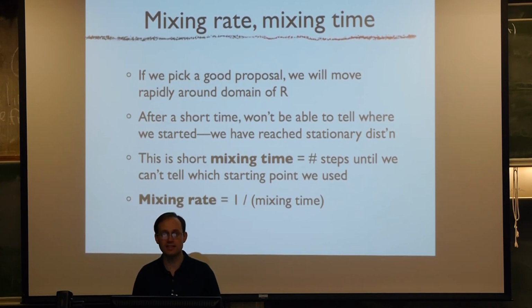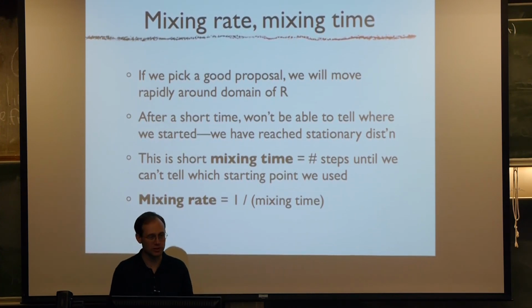But you also want it to stay within the regions of high R of theta. You don't want it to often propose to you to go to a really bad place. And so the optimal proposal distribution would be just to sample from the posterior. Then you would accept every time, and you would mix in one step. Of course, if you could do that, you wouldn't need Metropolis Hastings, right? But that gives you an idea what a good proposal distribution is.